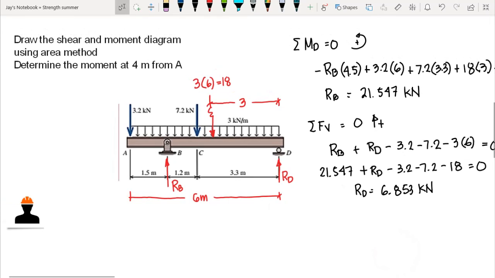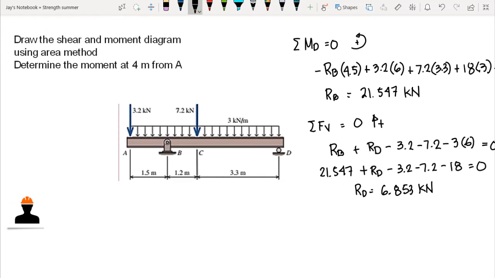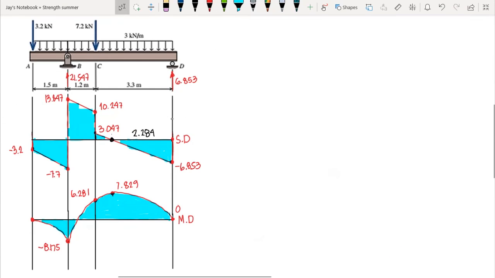And then we still have another question, and we need to determine the moment 4 meter from A. So we have 4 meter from A, so let's say at this point, okay, this is 4 meter from A. We can use cut section, we can use shear equation, or we could also use by inspecting the shear and moment diagram. Since we are asked to compute for the moment at 4 meters, let's say at this point, that is 2 meters from D and 4 meters from A, since we have 6 meter length.